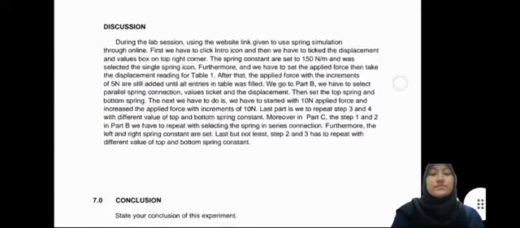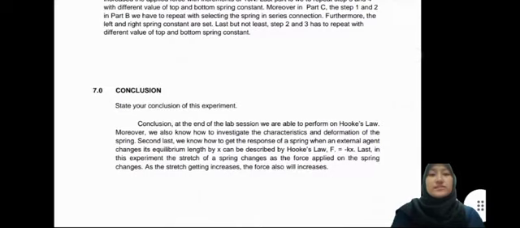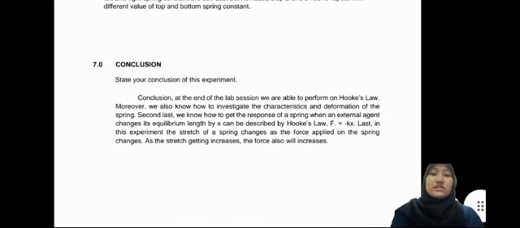Next, this is the discussion and the conclusion. The conclusion is that for the lab, we are able to perform the experiment on Hooke's law. We know how to investigate the characteristic and deformation of the spring. Lastly, we know how to get the response of a spring when an external agent changes its equilibrium.